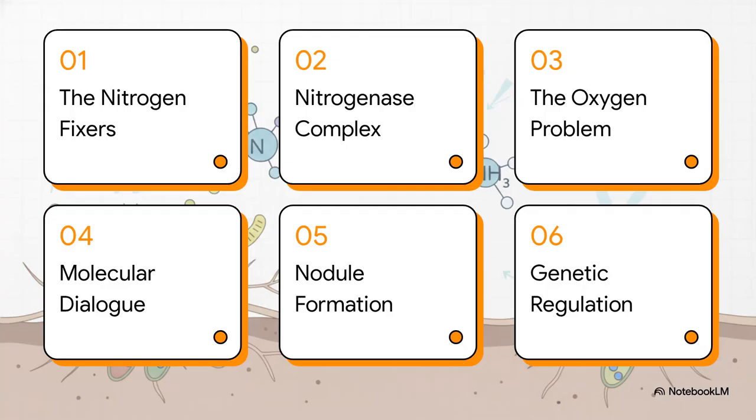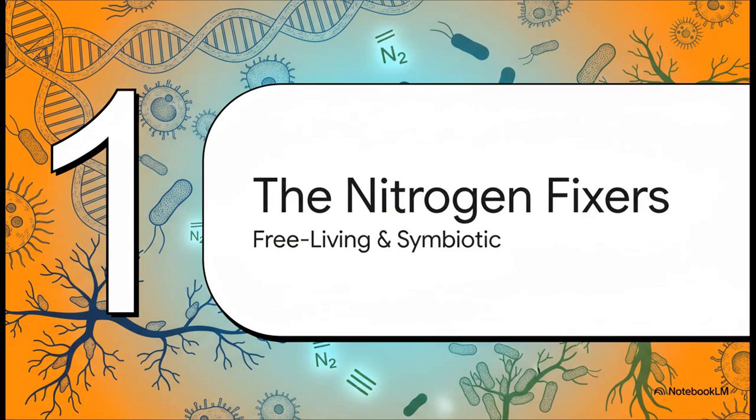Here is our quick roadmap for today's explainer. First, the nitrogen fixers. Second, the nitrogenase enzyme complex. Third, the oxygen problem. Fourth, the molecular dialogue. Fifth, infection and nodule formation. And finally, genetic regulation, NIF and FIX. Let's dive in. Section 1, the nitrogen fixers. We'll be looking at free living and symbiotic partnerships.